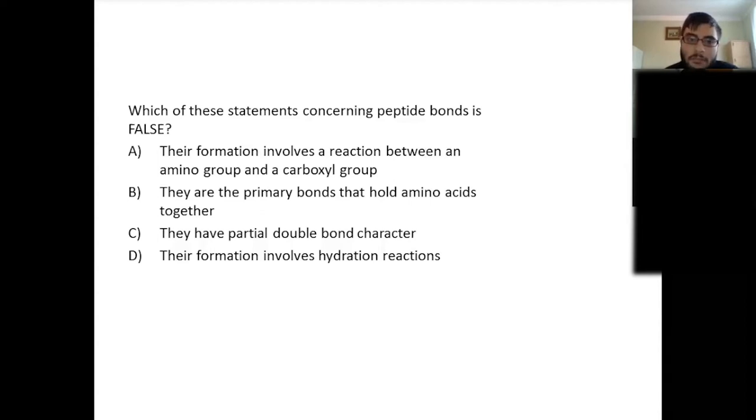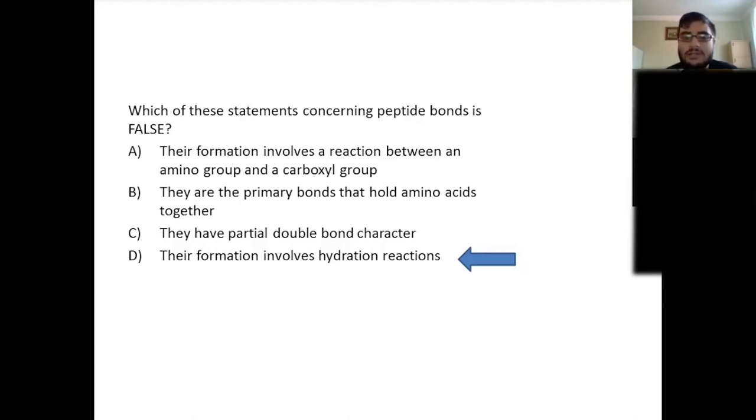Okay, all right, so the correct answer is D. And so we can go through this one at a time because it's not polling. I can't see how many of you picked which answer, but we can just go through these one at a time. So it says which of these statements concerning peptide bonds is false. So A, their formation involves a reaction between an amino group and a carboxyl group. As I mentioned, a carboxyl group from one and the amino group from another form a peptide bond. That's the very basis. So it can't be that one.